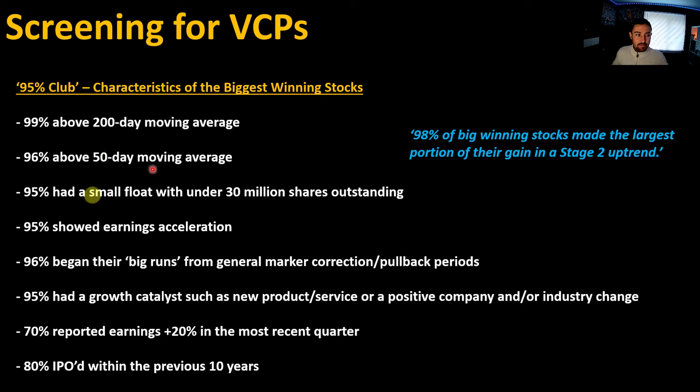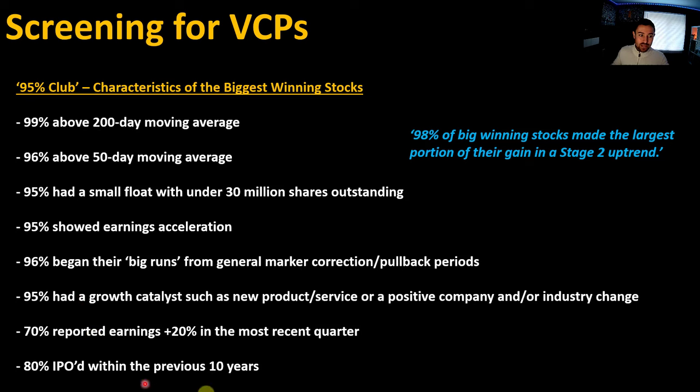96% were above their 50-day, 95% had a small float under 30 million shares outstanding, 95% showed earnings accelerating, 96% began their big runs from general market correction and/or pullback periods, 95% had a growth catalyst such as a new product, service or a positive company and/or industry change, 70% reported earnings plus 20% in the most recent quarter. Remember, we're talking about the importance of earnings. And 80% IPO'd within the previous 10 years. And 98% of big winning stocks made the largest proportion of their gain in a stage two uptrend. So he refers to this: do you want to be in the 98% club or the 2% club as well?